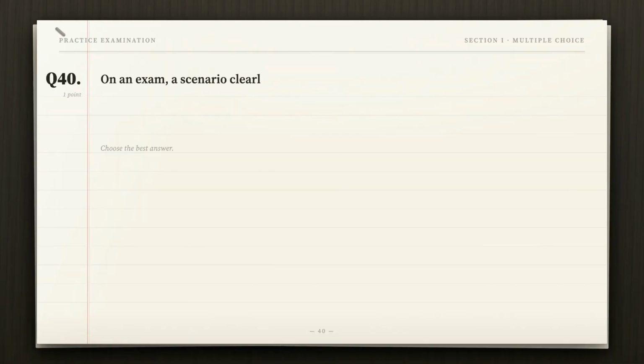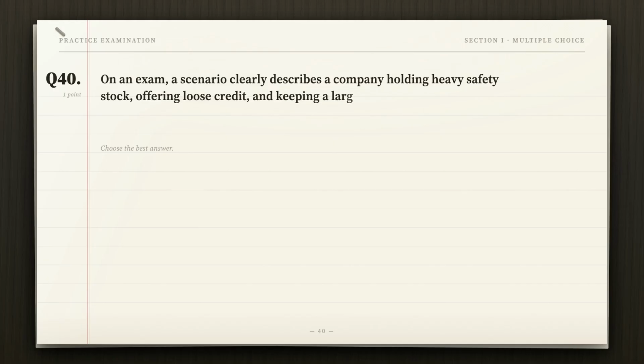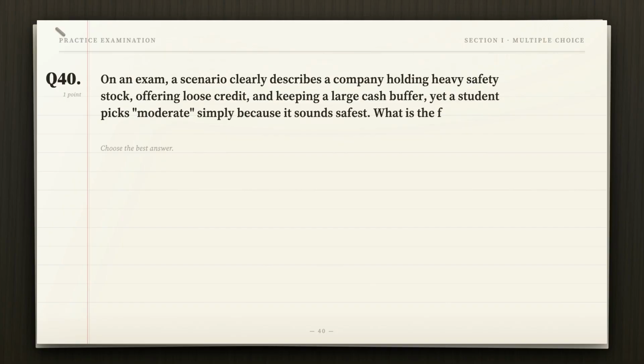Question 40. On an exam, a scenario clearly describes a company holding heavy safety stock, offering loose credit, and keeping a large cash buffer, yet a student picks moderate simply because it sounds safest. What is the flaw in that reasoning?